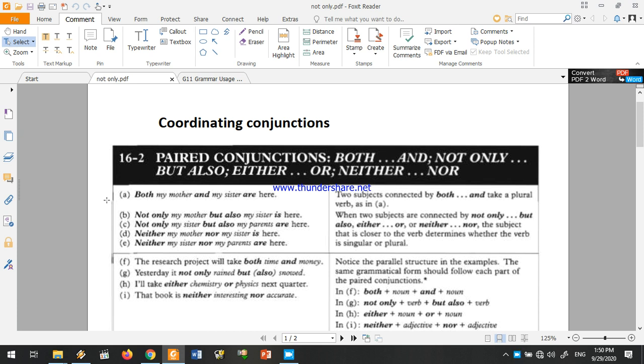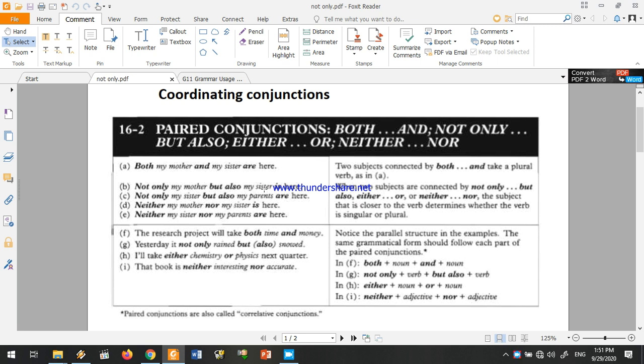However, with not only but also, either or, and neither nor, we only pay attention to the second subject, which is closest to the verb. The verb must agree with the subject that's closest to it, and we disregard the number of the subject that's away from the verb. So let's take a look. Example B.